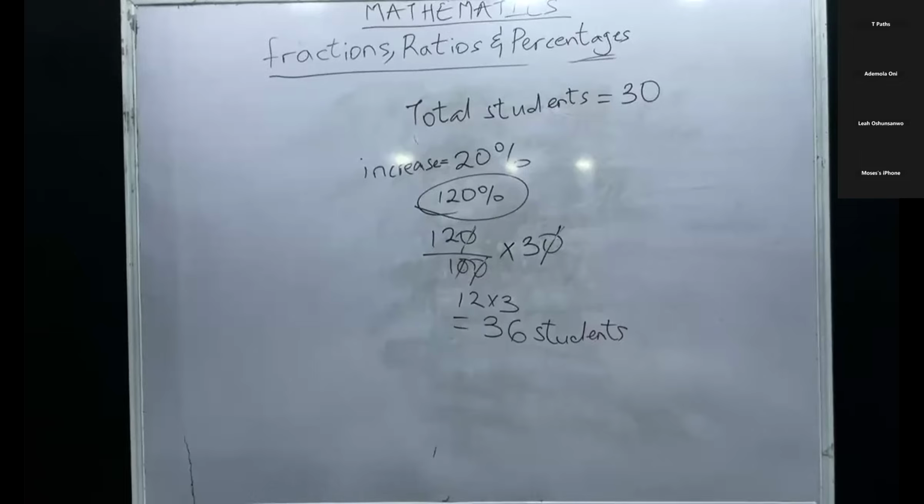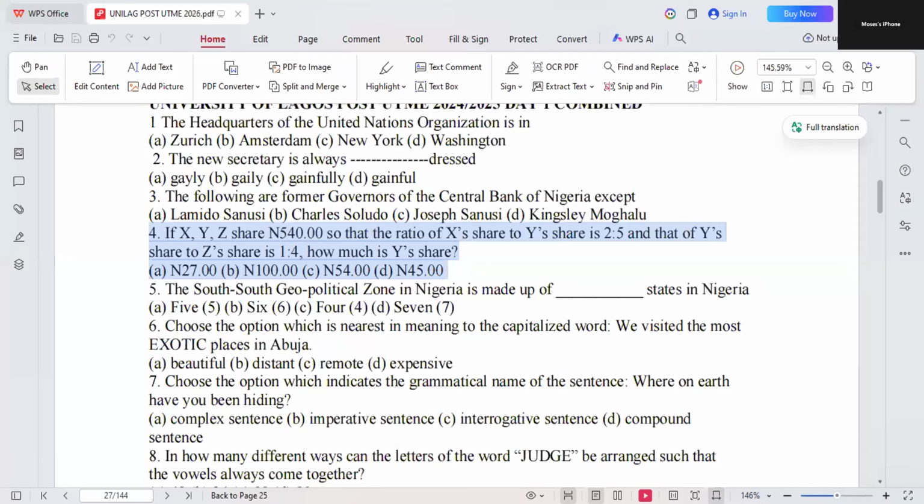Page 27, number 4. I want us to look at this question because it looks a little bit complex, but it's still simple. So I want us to look at it together. Now we are told, page 27, number 4. That is page 27, number 4.